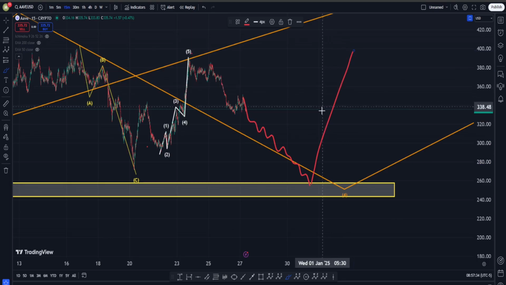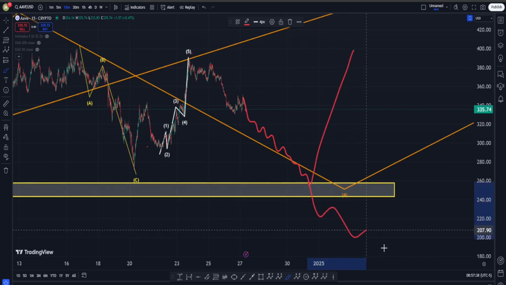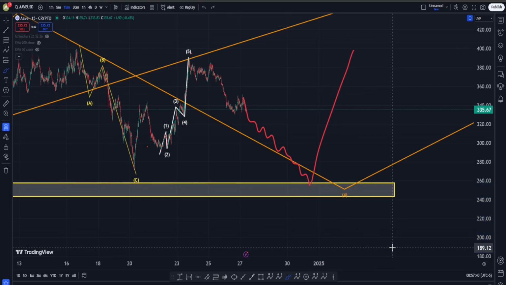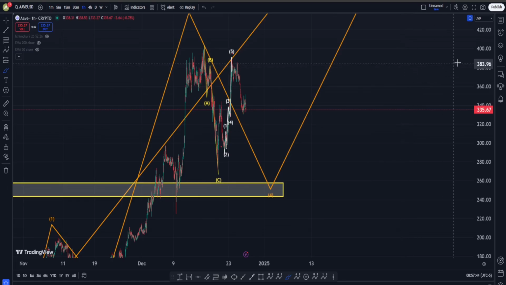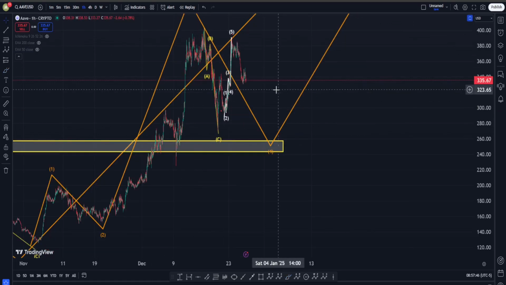Now, why do I say that we might only go down to somewhere around here and, for example, not maybe a hell of a lot lower? Well, I have a couple of reasons for it. Let's go on H1 time frame. Maybe, yeah, actually H1 is good.